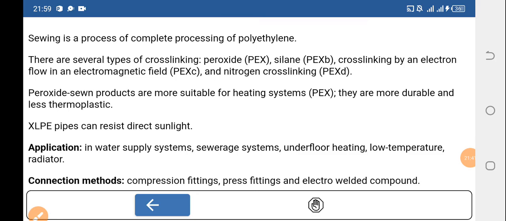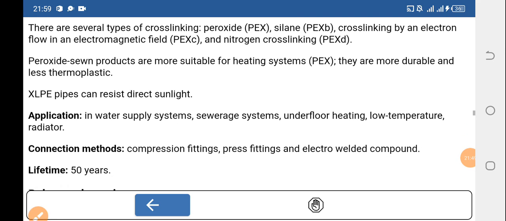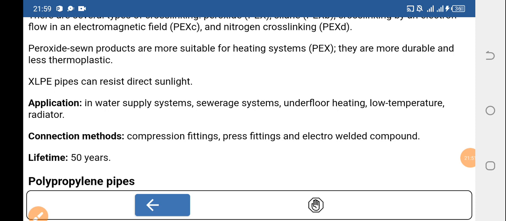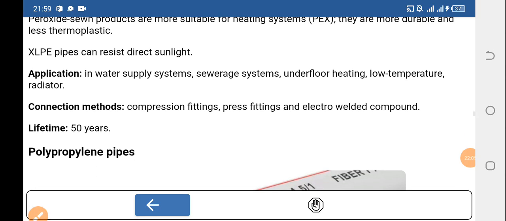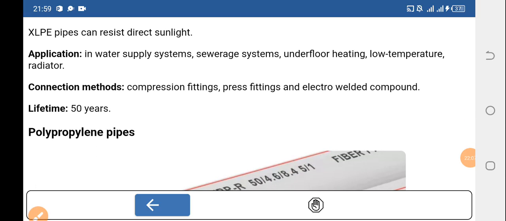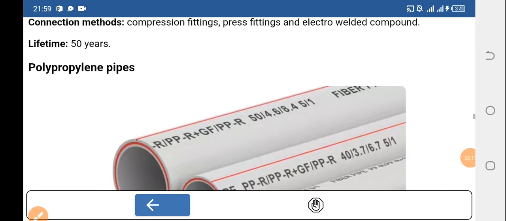PEX LPE, meaning PEX low polyethylene pipes, can resist direct sunlight. Then you will look at application in water system, storage system, underfloor heating, low temperature radiator. So these are the functions of this type of pipes. Connection method, how do you connect? Compression fitting, press fitting, electrofusion compound, and it may last 50 years.